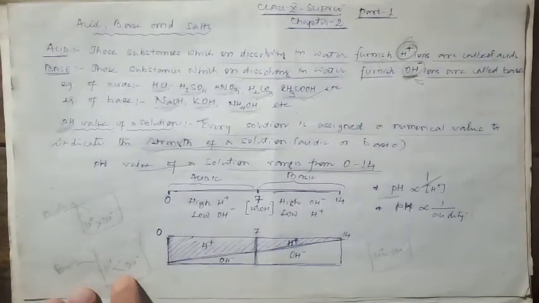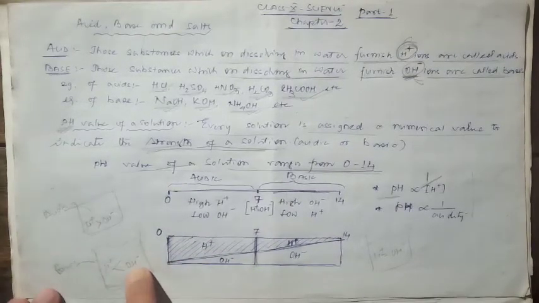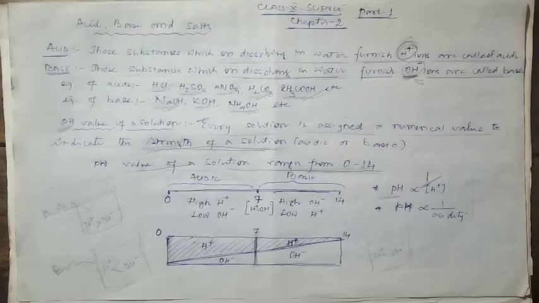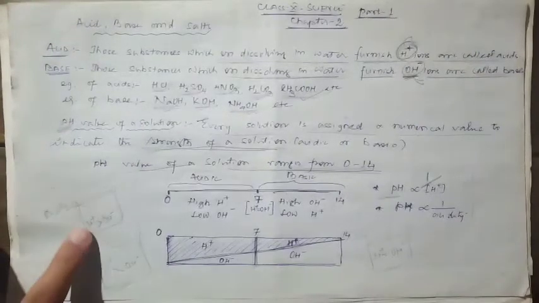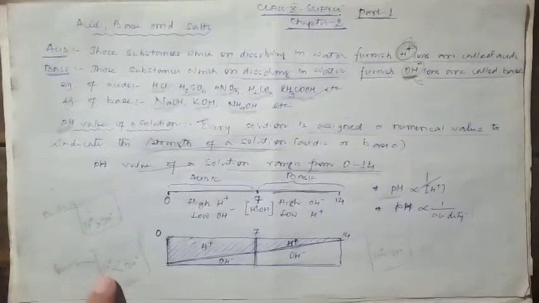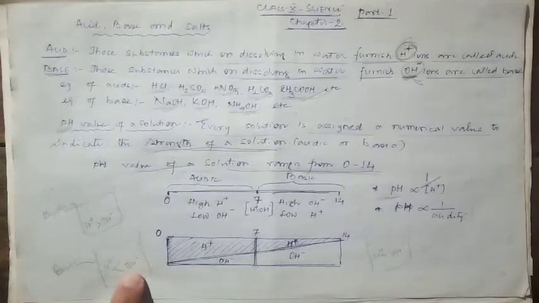Similarly, suppose I have another solution, a basic solution. In this basic solution, the basic character is determined by OH- ions. So this solution definitely contains OH- ions, but that doesn't mean this solution will not have H+. This solution also contains H+. That means basic solutions and acidic solutions both contain H+ and OH- ions. If the solution is acidic, the quantity of H+ is more than that of OH-. If the solution is basic, the quantity of H+ is smaller than OH-.